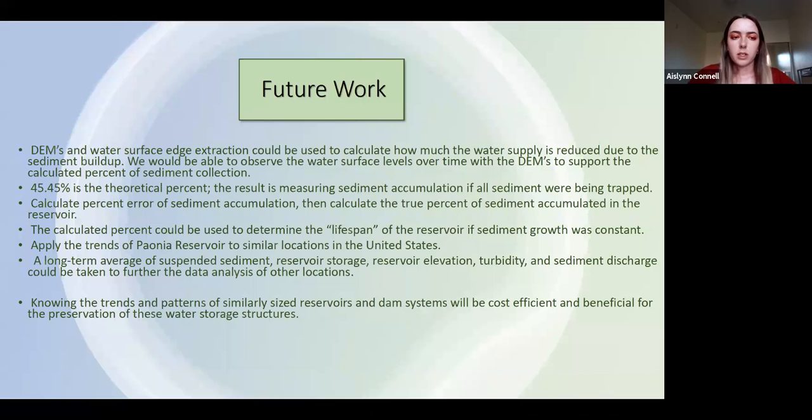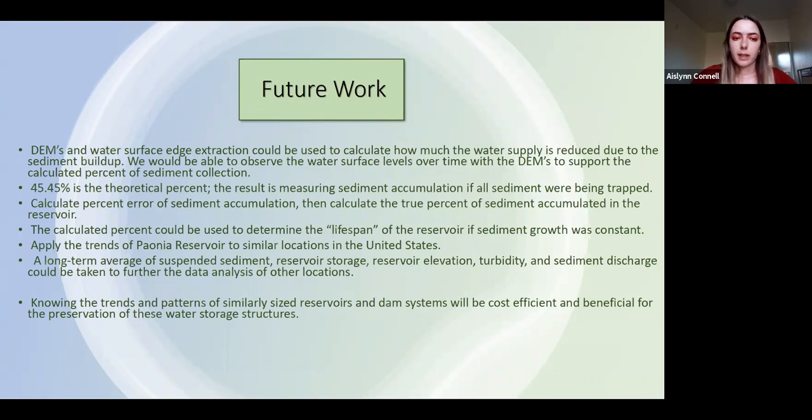So that leads me into future work I would like to see. Conducting water surface edge extractions on Google Earth Engine would allow me to use the DEMs as a comparison for elevation change. And I could then observe the water height surface levels over time in more depth.